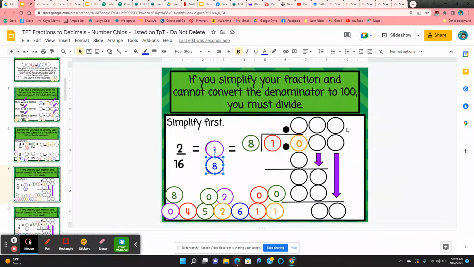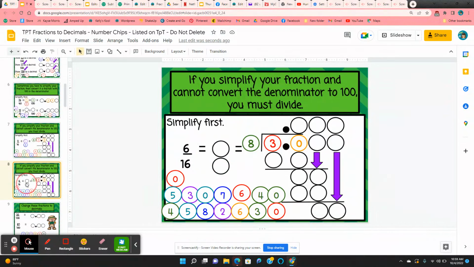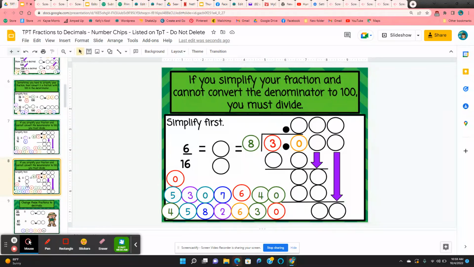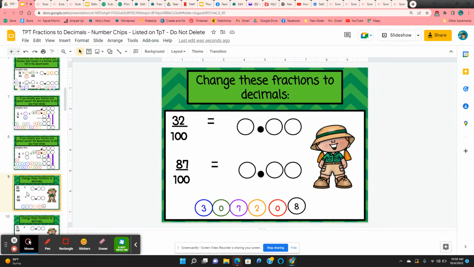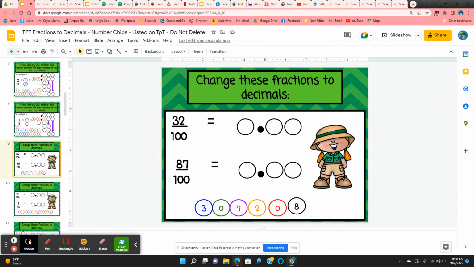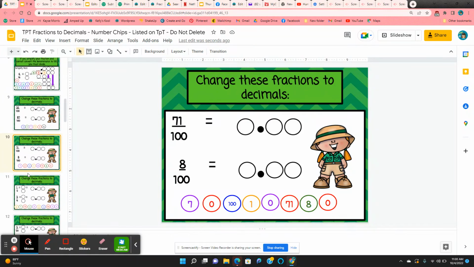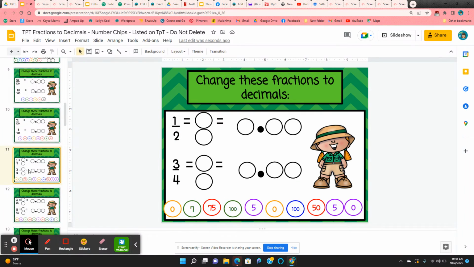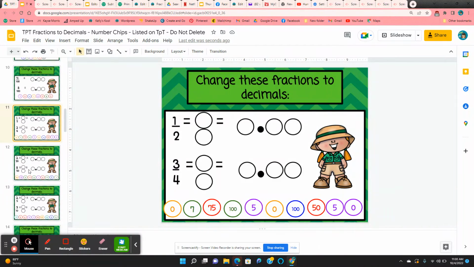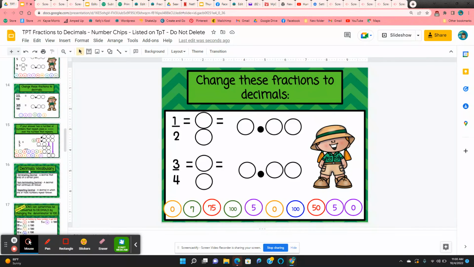So they're just going to walk them through. If they have any trouble, again, they've got every number they need down here. And they just need to play with the numbers until they get the correct answer. They've got another slide with the same thing. And then they're just going to change these fractions to decimals. So they have a few examples of just changing from fractions to decimals in the different methods.